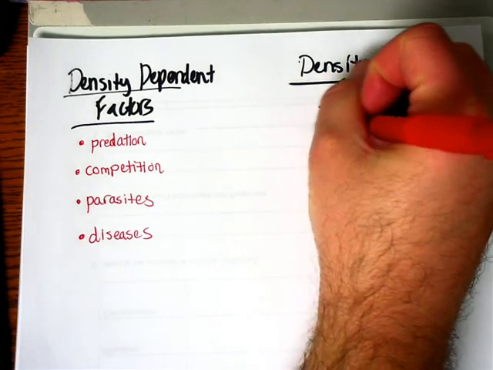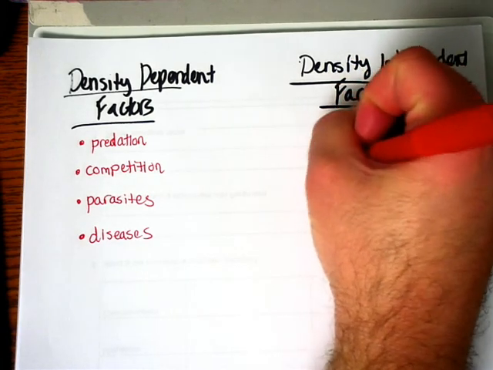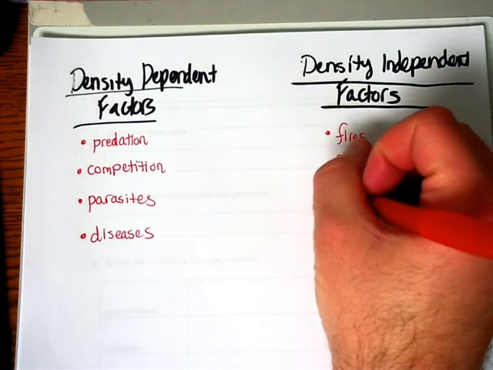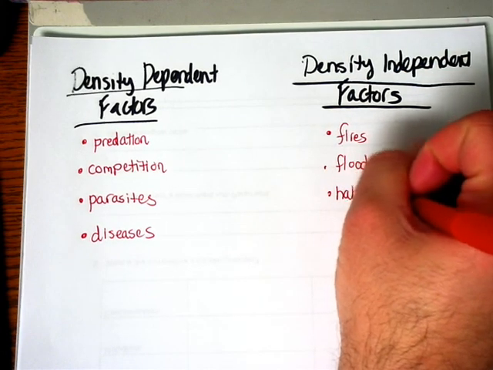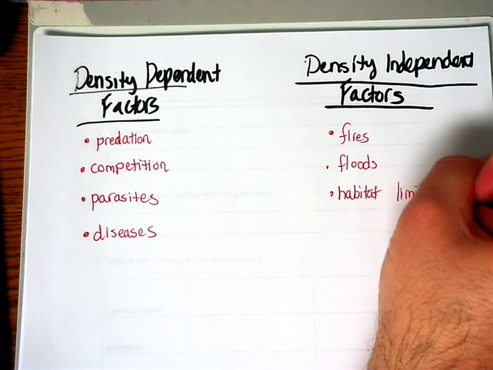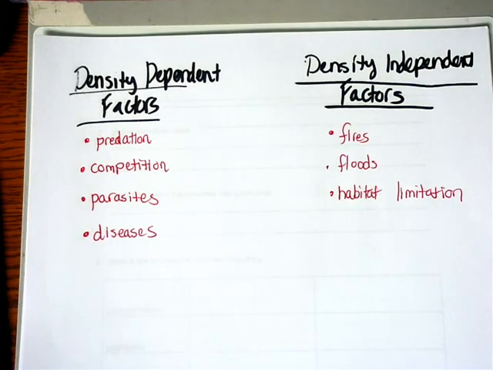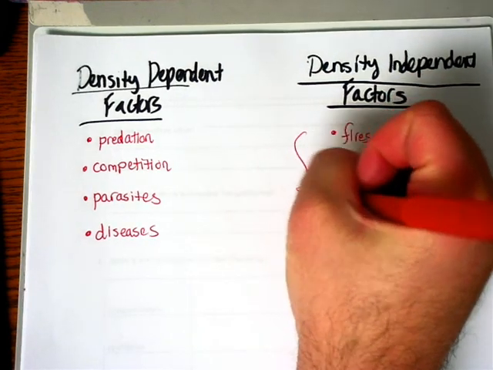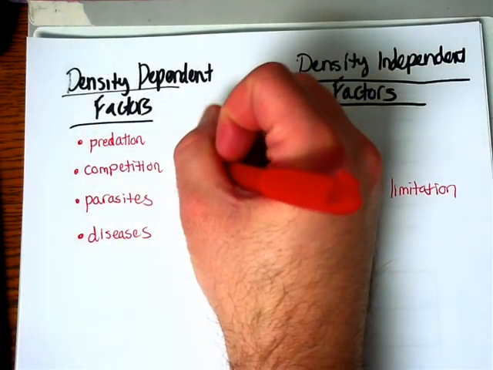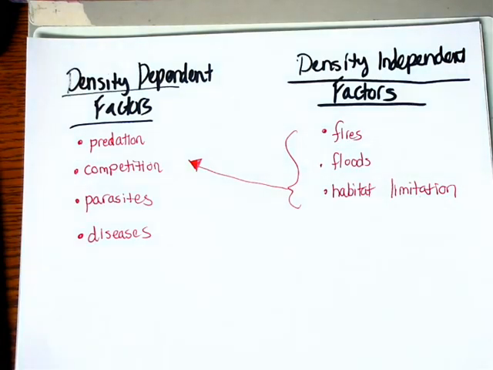Some density independent factors are fires or floods, or habitat limitation. If there was a fire in a building, that fire starts probably indifferently of the number of individuals that are in that building. So in other words, when a fire starts, when the accident happens, electrical or whatever the source is, it's probably not because there's too many people, probably just because there was that accident. Now, any one of these can become density dependent factors if you have it in the right context. Let me give you an example.